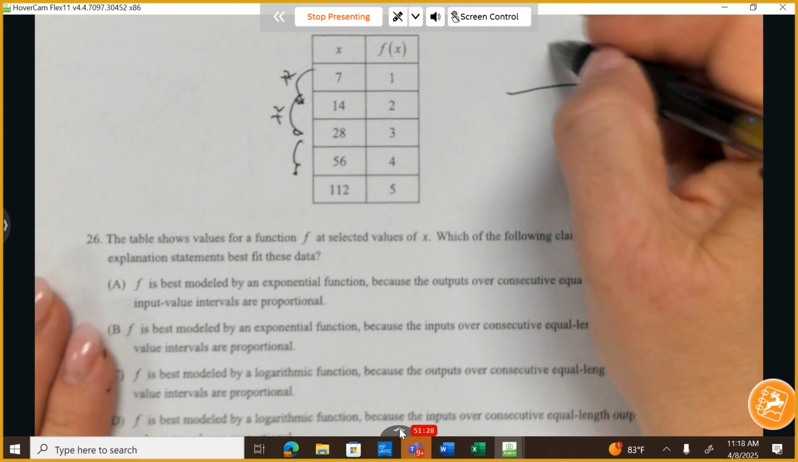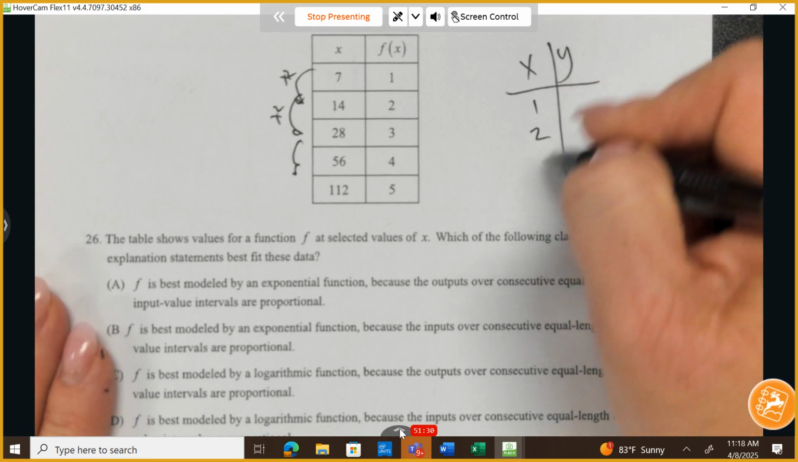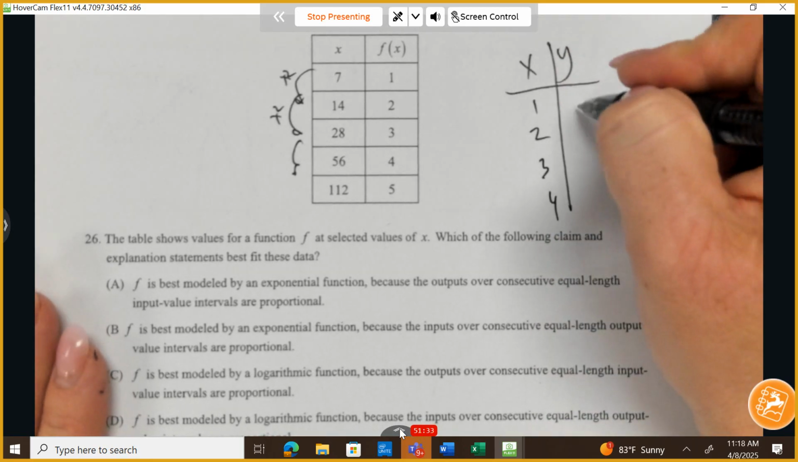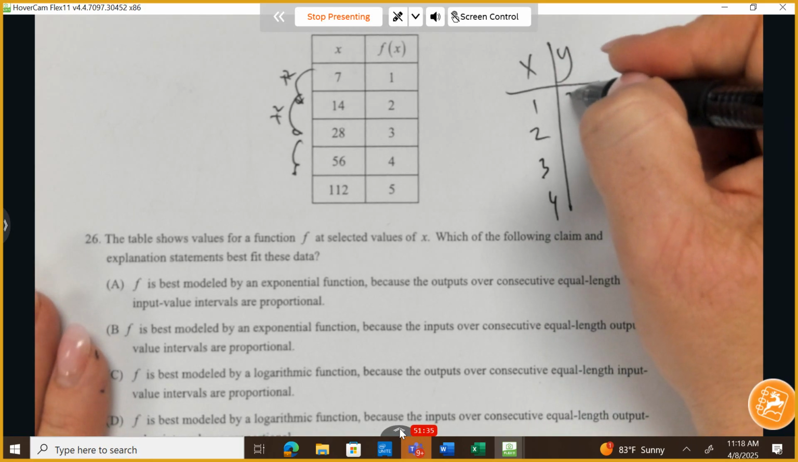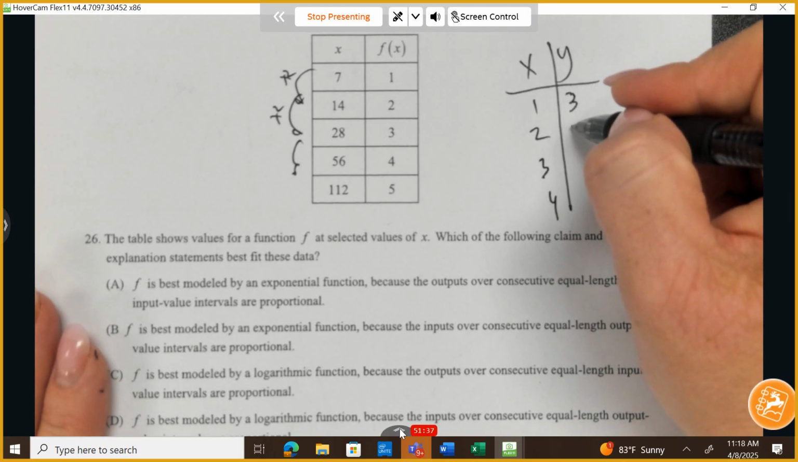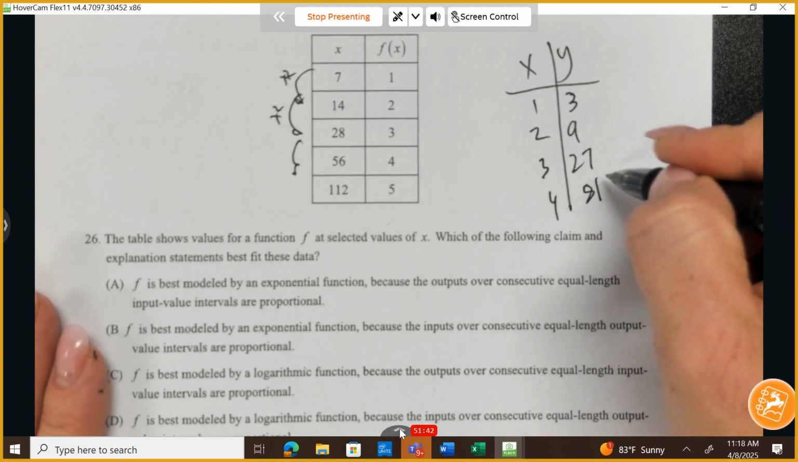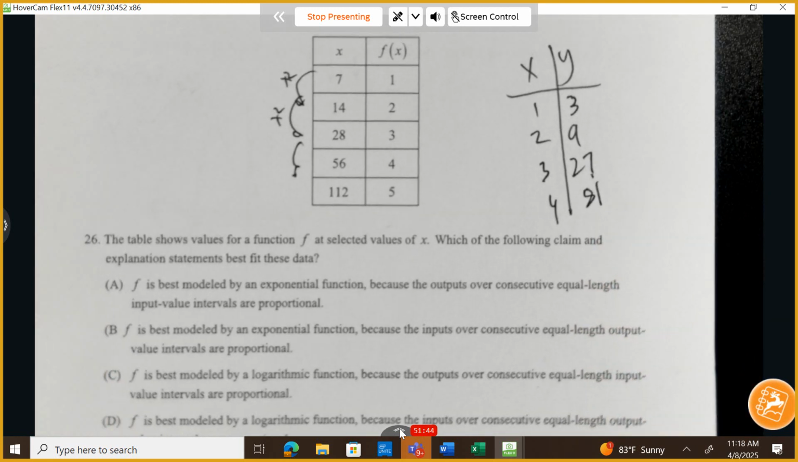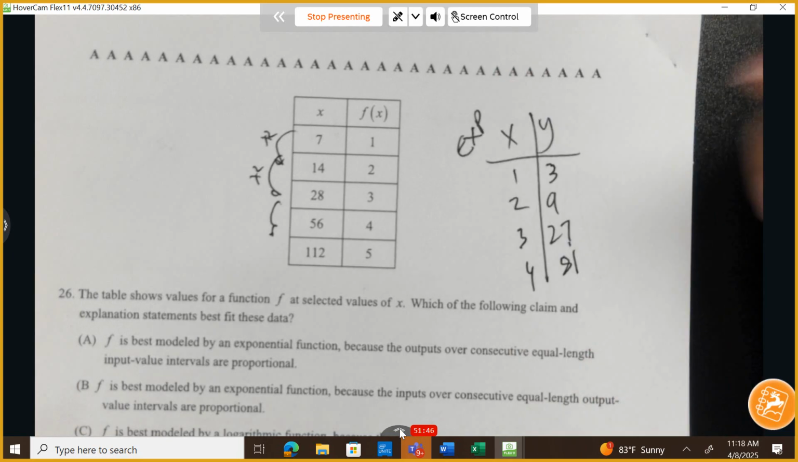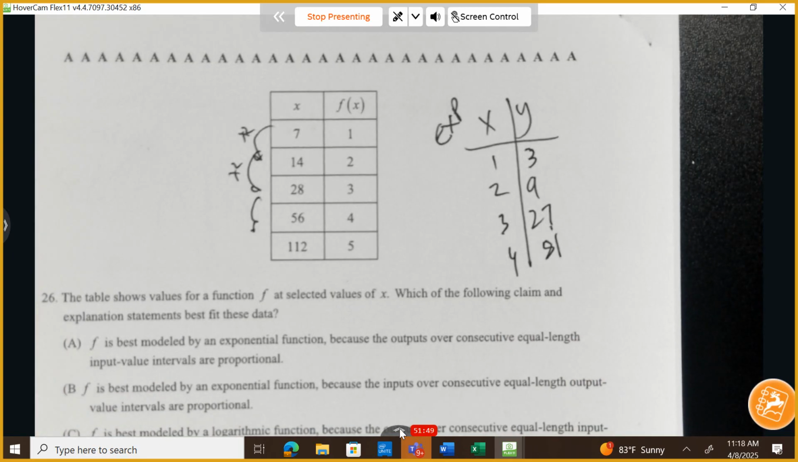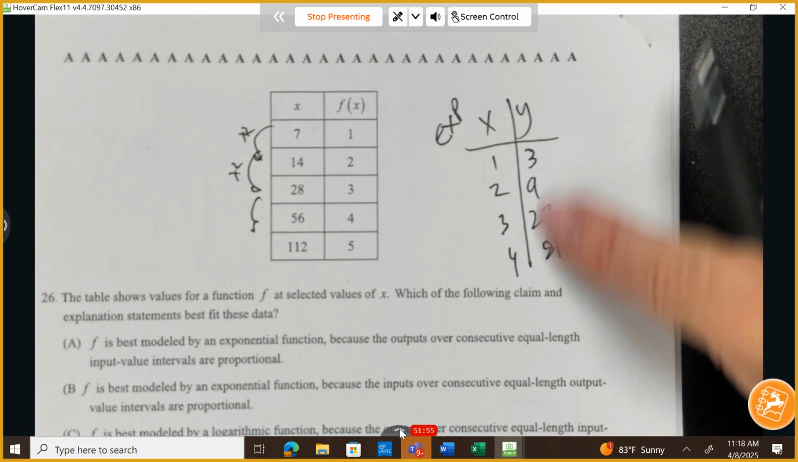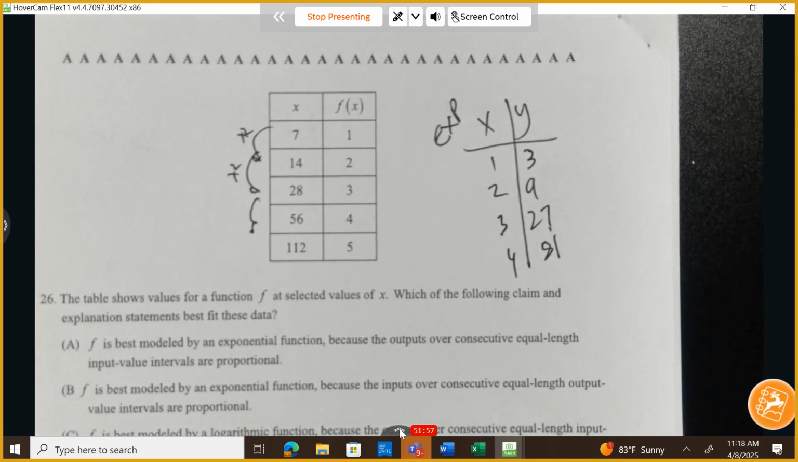So if I gave this to you like this, switch this around and actually just write this down so you can see. I'm going to give you some other numbers. We're going to try 3, 9, 27, and 81. This is an example of exponential. How do I know it's exponential? Because I can see the input values are consecutive, and the output values, in fact, are going to be modeled by a ratio of 2. That's an example of exponential.